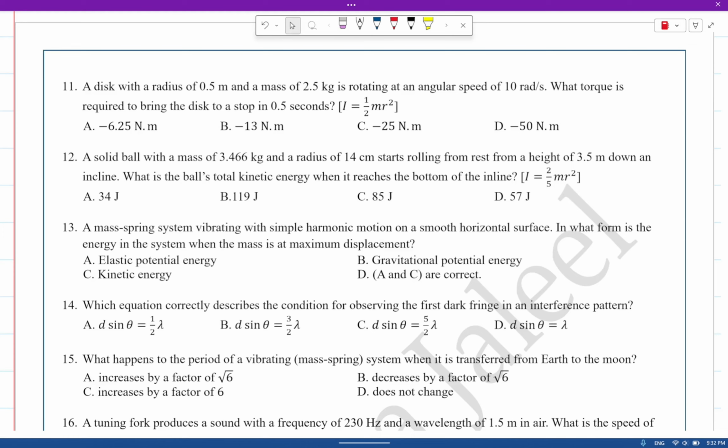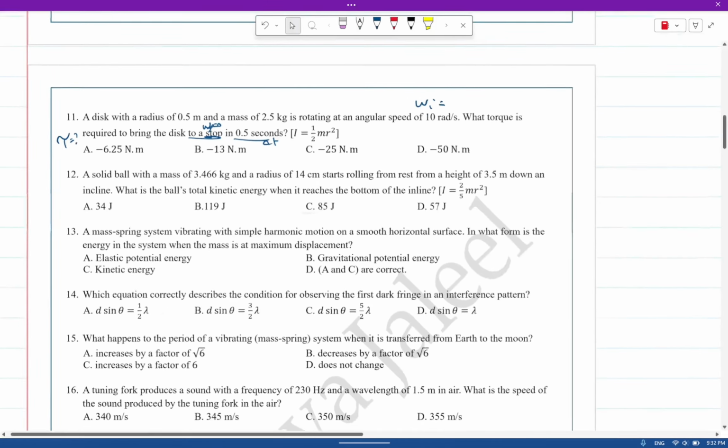Look, we have a radius, that is obvious. We have the mass, that is also clear. We have an angular speed. We can call this one initial. I'll tell you why in a second. What is the torque required? So you need to find the torque to bring the disc to a stop, which means omega final will be 0 in 0.5 seconds, and this is delta t. Okay, so let's do this.